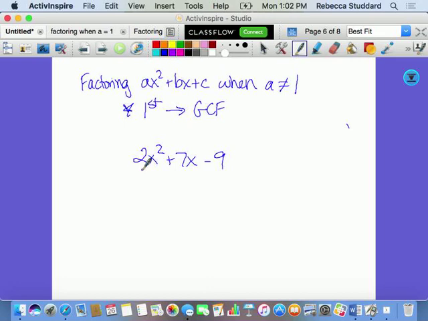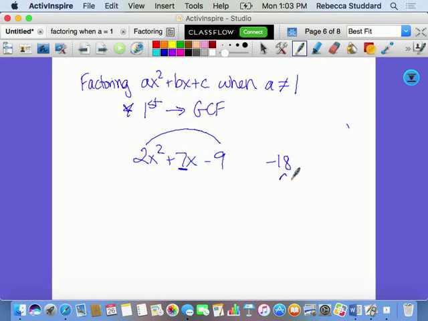When I look at this, I ask, is there a GCF for 2, 7, and 9? No, there's not, so I may proceed. To do grouping, we multiply the first times the last and get negative 18. We ask what factors of negative 18 have a sum of the middle number.